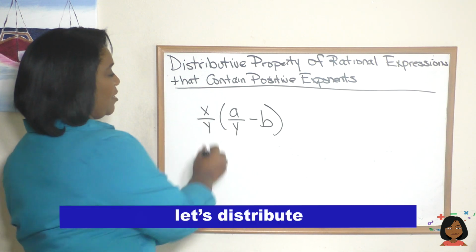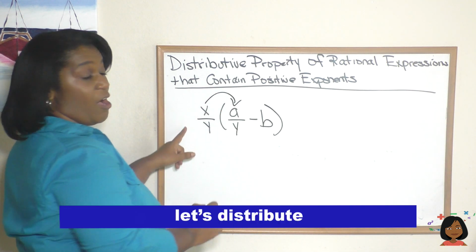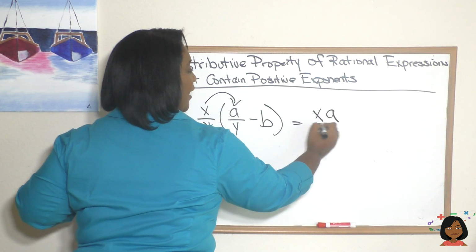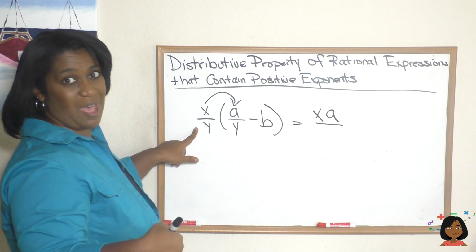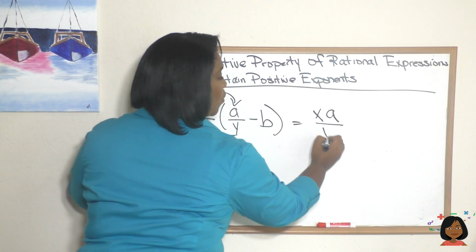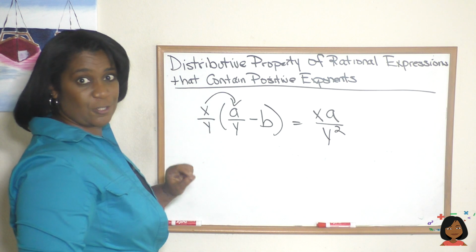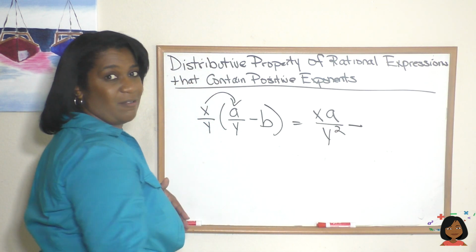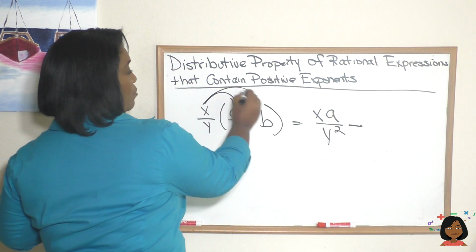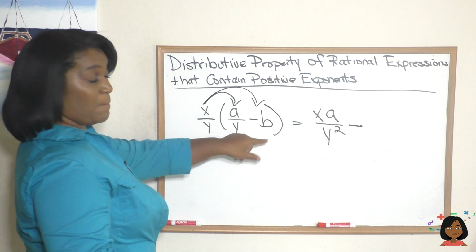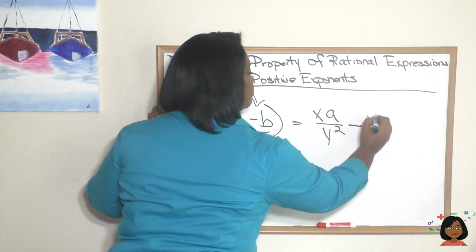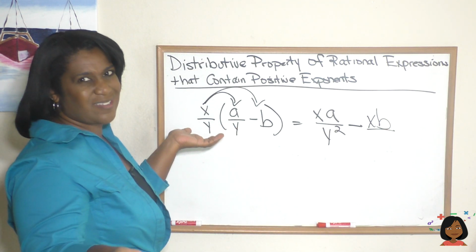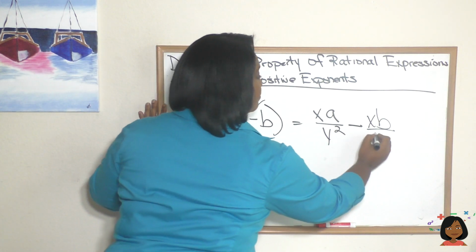Okay. So distribute means we're first going to do this one on here. Let's do it. So x times a equals xa. And now we do the denominators. Y times y is y squared. That's the first part. Now let's do the second part. We put our minus sign, because that's what's here in the middle, and we do it again. Boom, boom. X times b is xb over y times 1's the denominator, so it's just y.